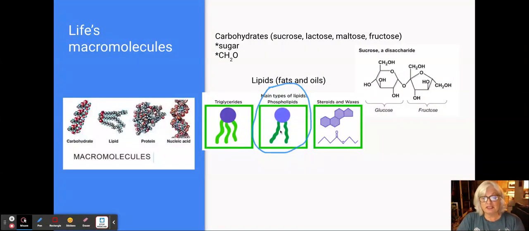Phospholipids are important. I mean, fats are very important in your diet. It's just that you have to have the right ratio of good to bad fats. And we're going to talk about that.